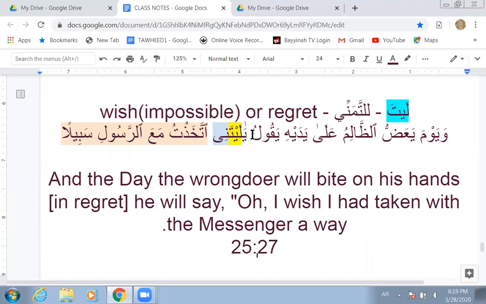So now, ya is the harf nida, leave it. Laita, this is the sister of inna. And this ni, or rather we can say the ya mutakallim, this is the ism for laita. And اتخذت مع الرسول سبيلا, the whole of the jumla fi'liyya is coming in the place of the khabar. So the jumla fi'liyya will become the khabar for it and will be in the place of rafa', fi mahalli rafa', we will say.